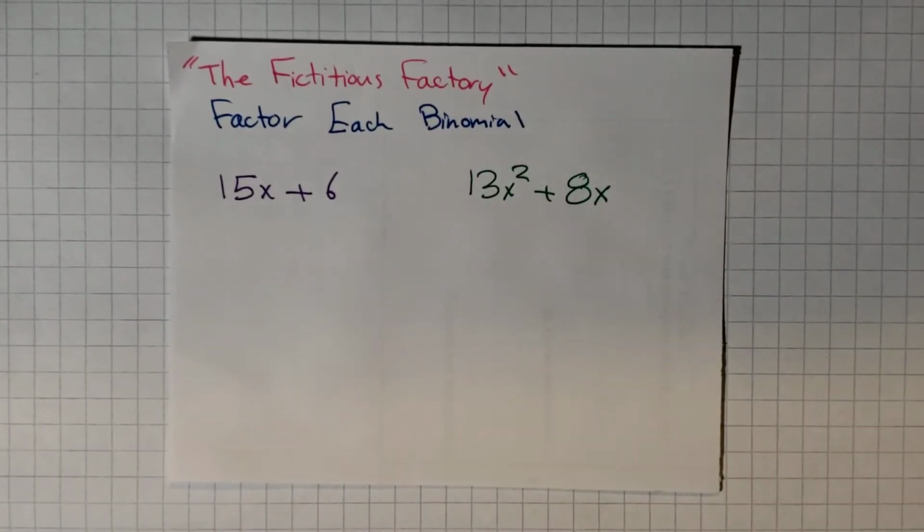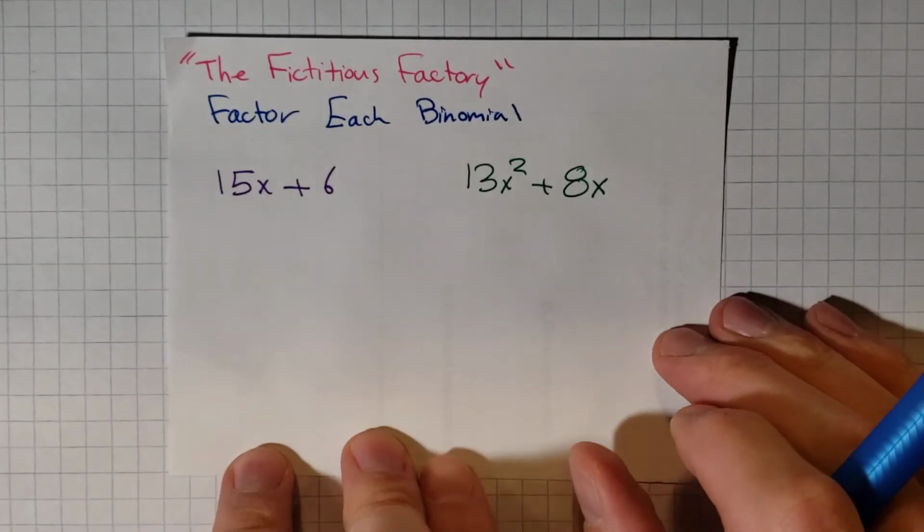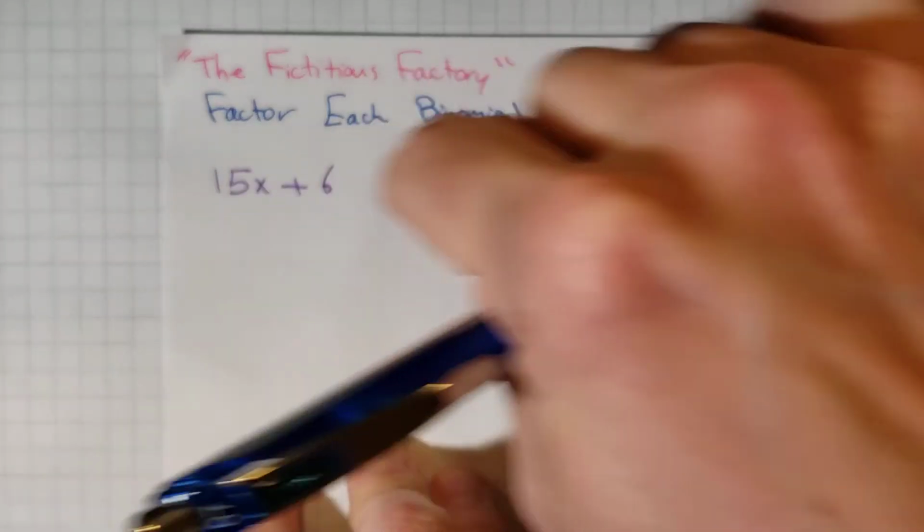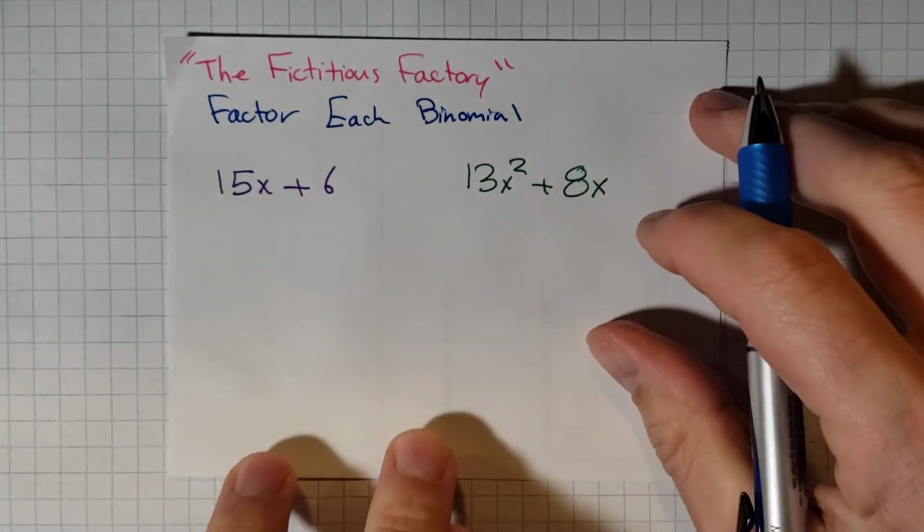Hey, what's up, students? Let's do the fictitious factory. Factor each binomial. So here's what we're trying to do, friends. We're trying to take out the most from each of the first and the second items without making a mess.